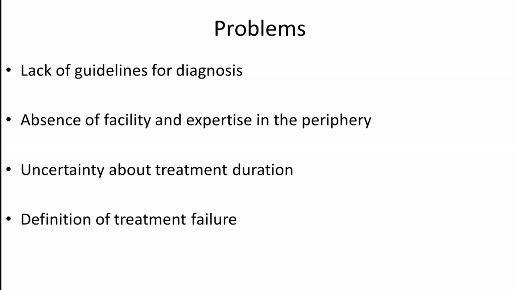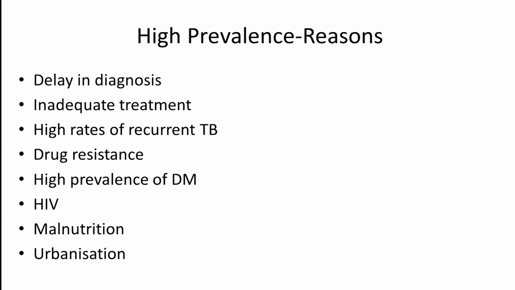Unlike in pulmonary tuberculosis, treatment follow-up is very difficult, and so also is deciding when to say the treatment has failed. The main problem for high prevalence and the reason for sequelae is a delay in diagnosis. So we should have a high index of suspicion and try to diagnose the case as early as possible, and should avoid inadequate treatment. Inadequate treatment may cause high rates of recurrent TB, and may also lead to drug resistance.